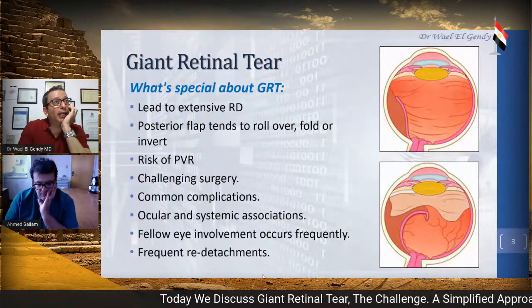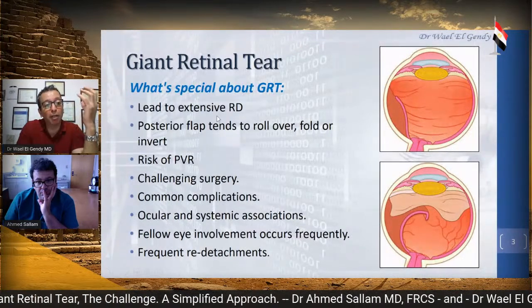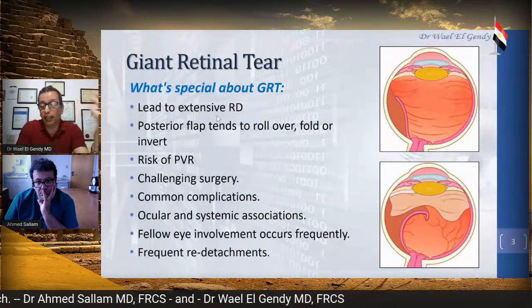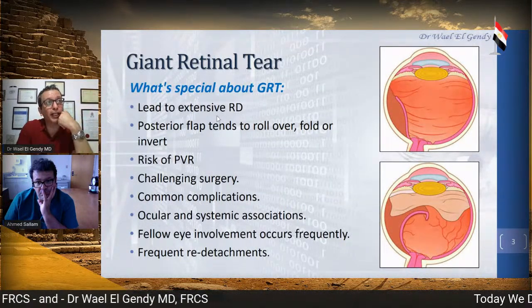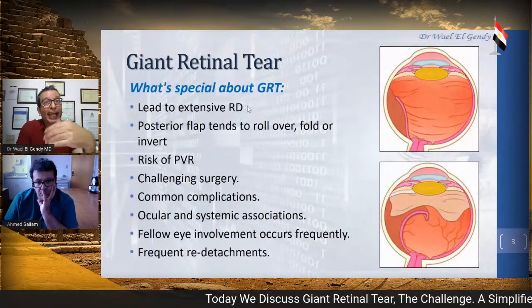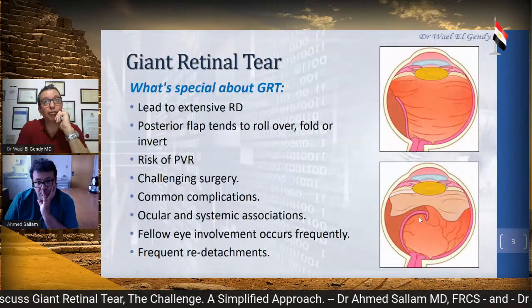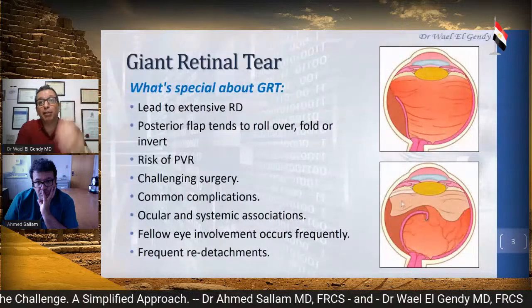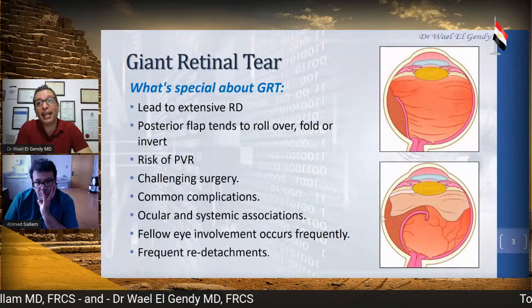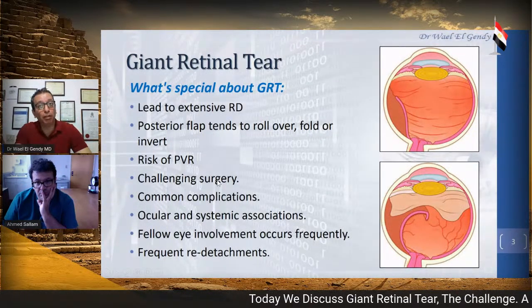I would say at the beginning, it leads to extensive RD. So that's why we always think it's an emergency. If you leave it, the retinal detachment increases and gets more extensive. The posterior flap tends to roll over and fold and even invert in some cases, like in this photo, the lower photo. The risk of PVR because of the exposure of the retinal pigment epithelium in all this area, and it has access to the anterior surface. It's a very challenging surgery because of the mobility of the anterior flap.